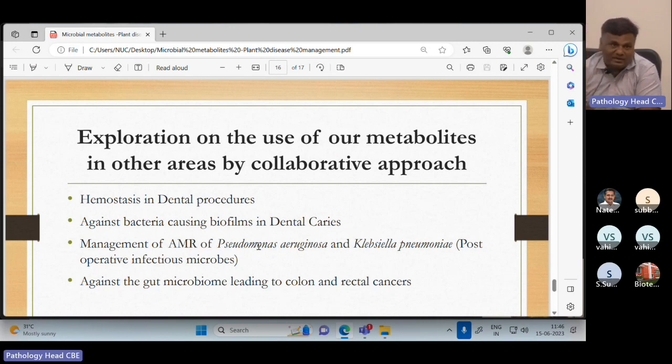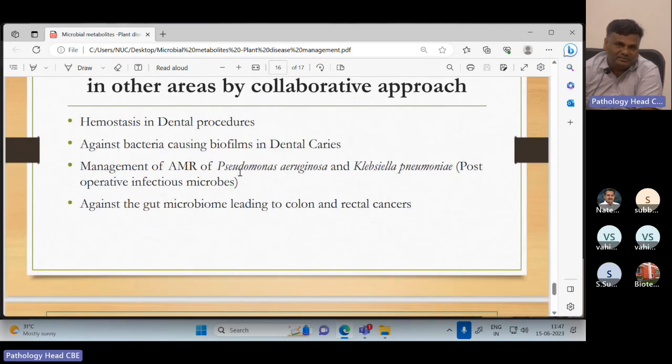Basically we have these important areas. One is hemostasis in dental procedures. Hemostasis is nothing but stopping profuse bleeding. Whenever they conduct dental procedures, they have a lot of bleeding issues. Now they are applying some chemicals which are toxic to some people, and some are allergic. So they are working on natural products. That is how our compounds come into the picture. And then this AMR. These are the very important areas.